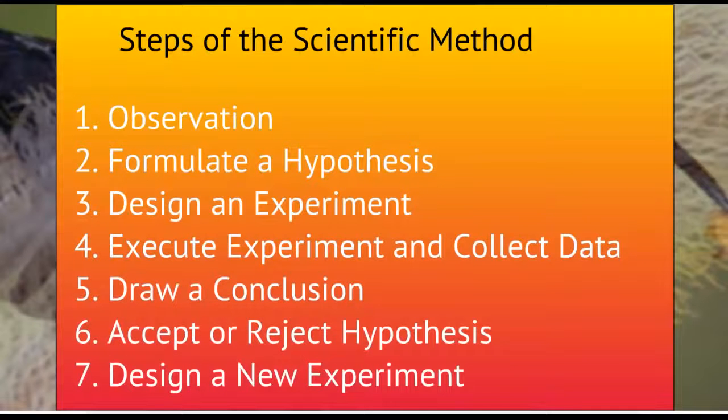Now we can discuss the process of science. We use what is known as the scientific method, and in this class we will ask that you follow this method precisely, while in the field there is some flexibility to this method. There are 7 steps to the scientific method.